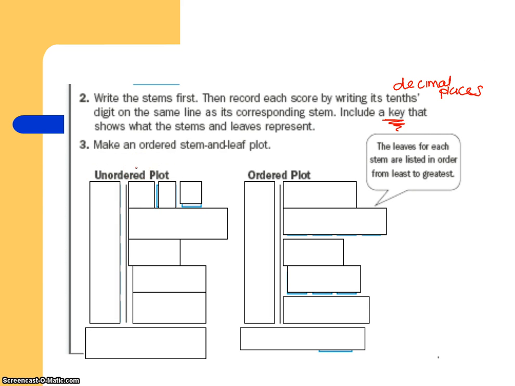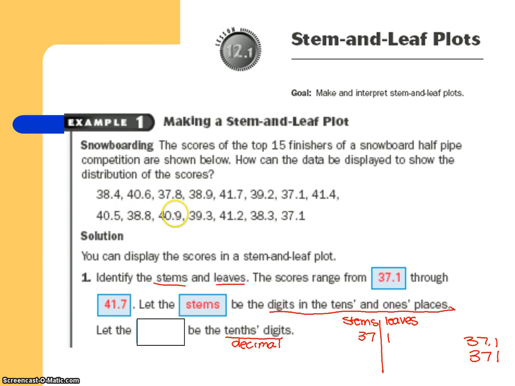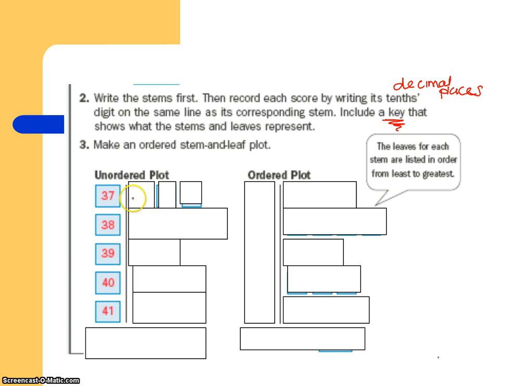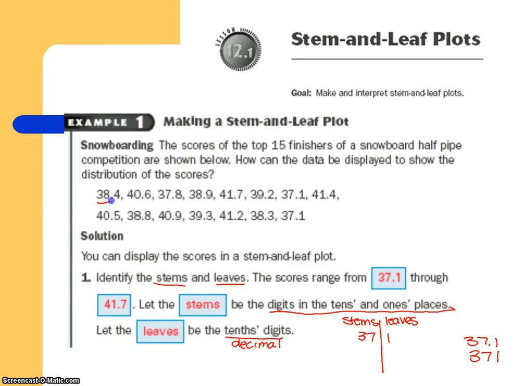First of all, let's just make an unordered stem and leaf plot. I'm just going to go through the data out of order. I'm first going to take my stems, and you can see the stems are in order, from 37, 38, 39, 40, 41. So you can start there. I had a 38, a 40, 37. Again, we did that down here. 37 was my lowest, 41 was my highest.